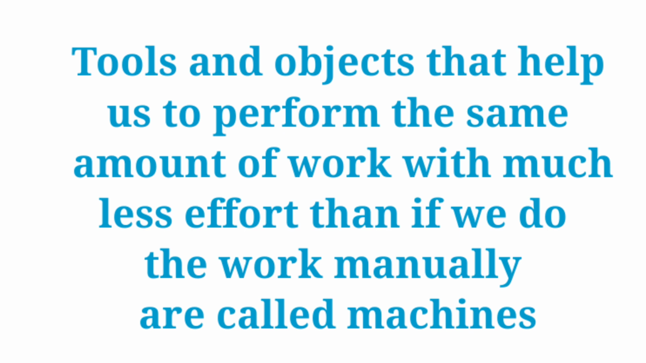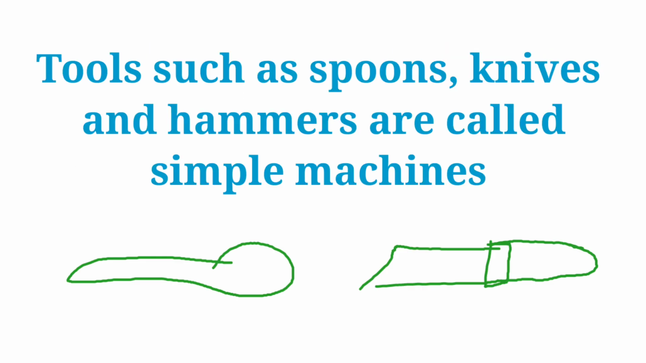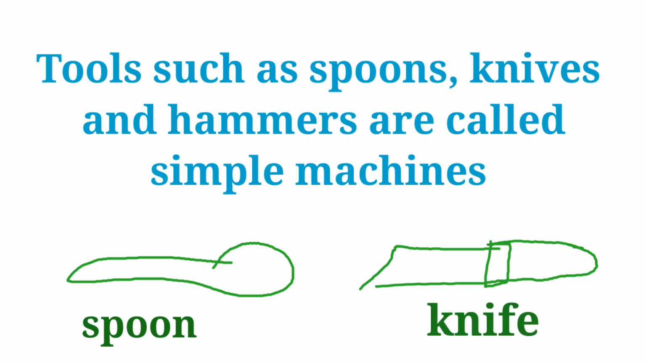Because in our everyday life we have to do a lot of work, machines are important. Tools such as spoons, knives, hammers are called the simple machines. Let us see how a machine utilizes the force applied on it.